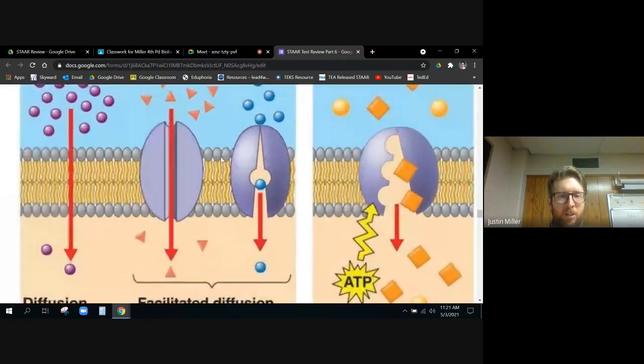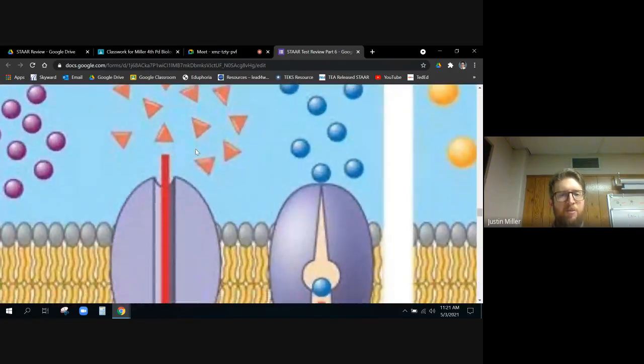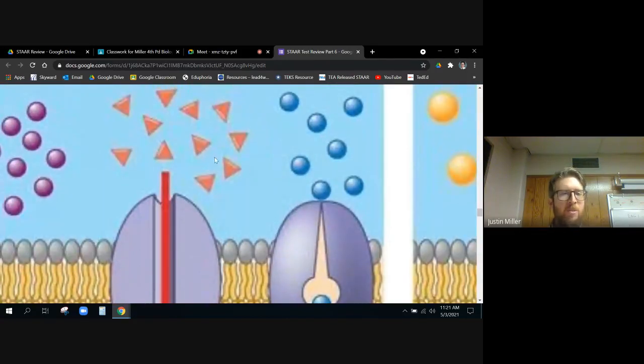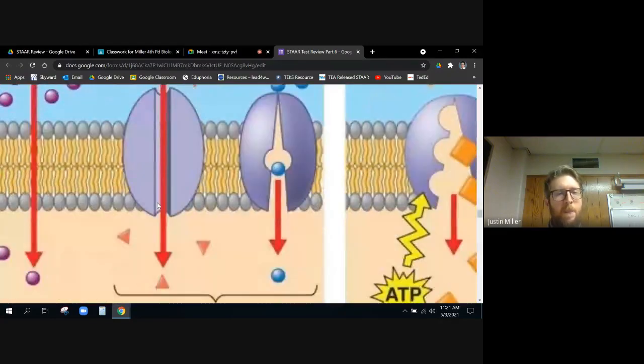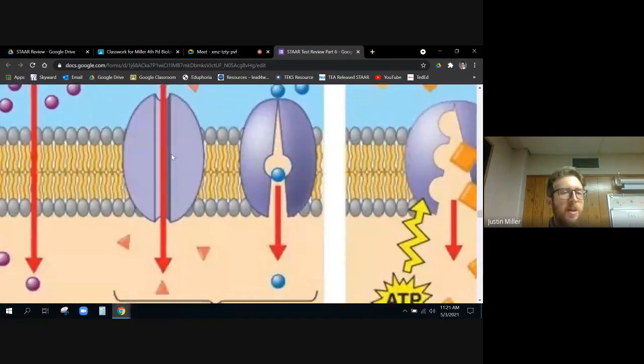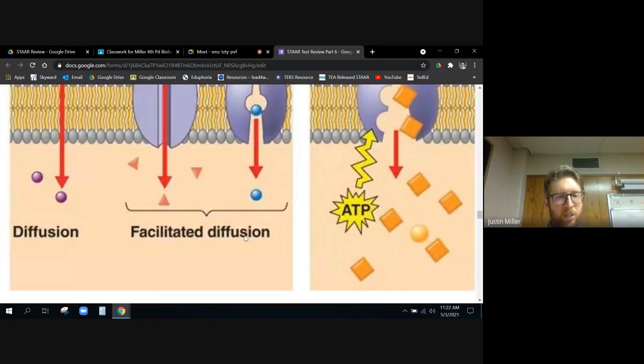But facilitated diffusion is for larger molecules that can't fit between these and go in and out as they please. So they have to use a door that we call a transport protein. They're still diffusing. It just means that they're being helped, which is why it's called facilitated diffusion, not regular diffusion.